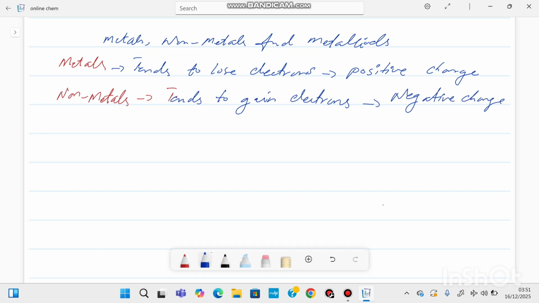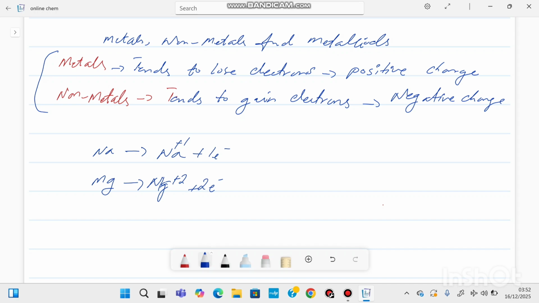Now, if I want to show the basic difference between these two with an example, I have sodium metal. It has 11 electrons as a whole, and in its valence shell it has only one electron. So it has the tendency to lose that electron. Whenever sodium loses one electron, it gets a one positive charge. Similarly, magnesium has 12 electrons, with two electrons in its valence shell, so it loses two electrons. Losing two electrons, it gets a plus two charge.